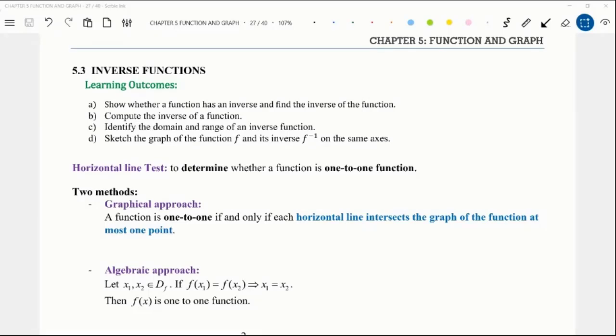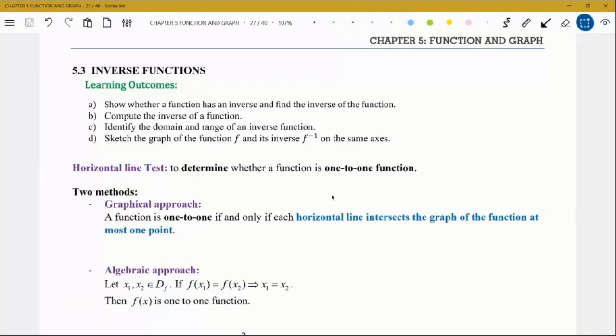So we continue with 5.3, which is inverse function, and then baru kita akan pergi kepada sketching. Okay, so 5.3, which is we have to identify first your function, either one-to-one function or not. Kenapa kena tahu dia adalah one-to-one function ke tidak? Sebab kalau dia one-to-one function, baru inverse wujud. Kalau dia bukan one-to-one function, it means inverse does not exist.